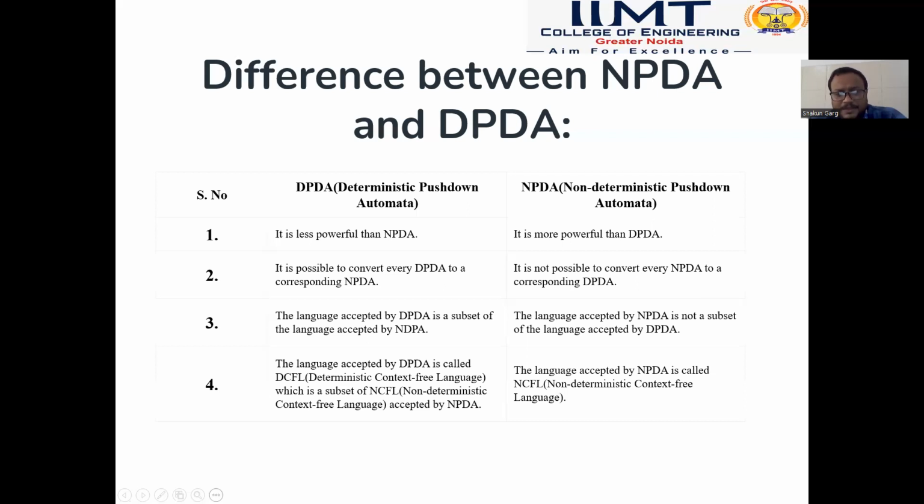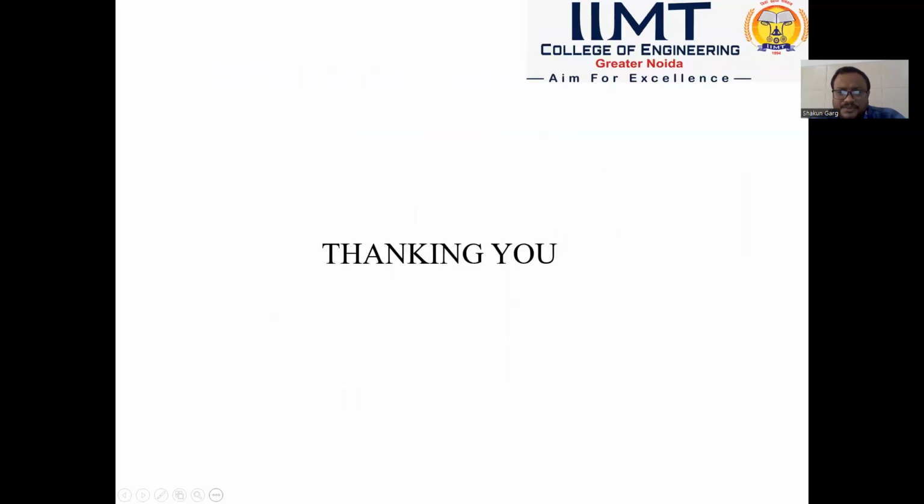The language accepted by a DPDA is called DCFL, deterministic context-free language, which is a subset of NCFL, non-deterministic context-free language, accepted by an NDPDA. The language accepted by an NDPDA is called NCFL, non-deterministic context-free language.